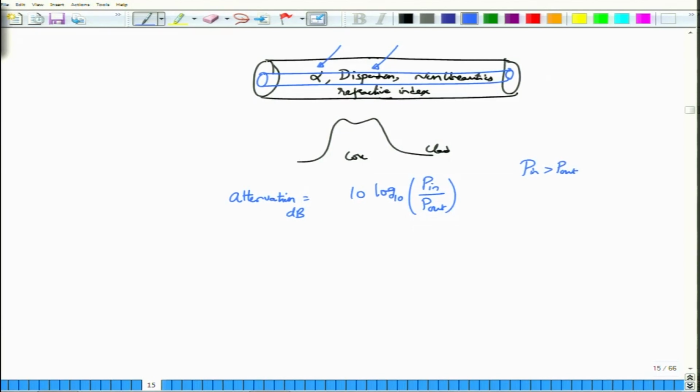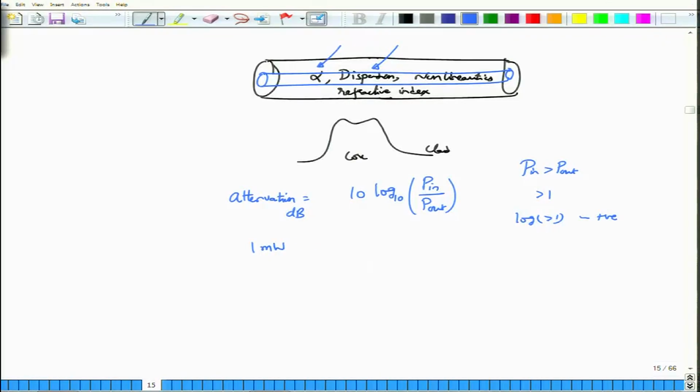if the channel is lossy, the input power will always be greater than the output power, which means that the ratio in this bracket will be greater than 1, and the log of a quantity which is greater than 1 will be a positive quantity. So, even though we talk of attenuation or loss, it is always referred to in terms of positive numbers.